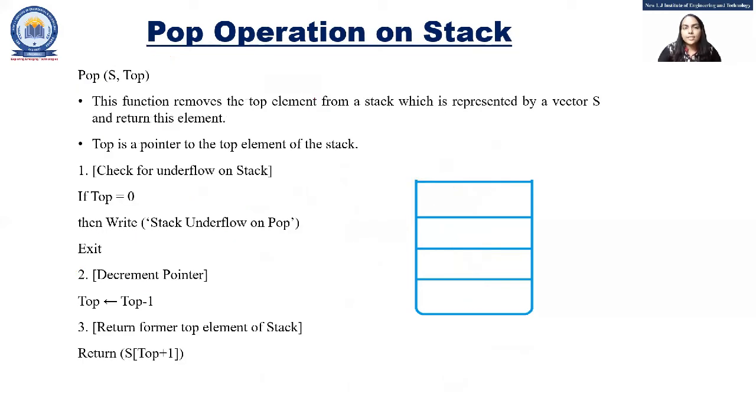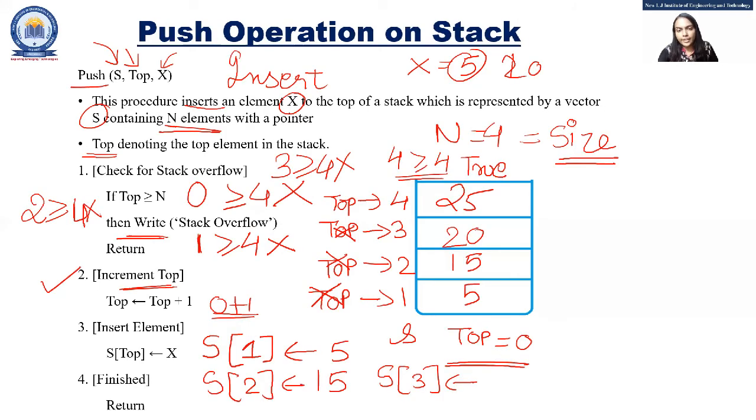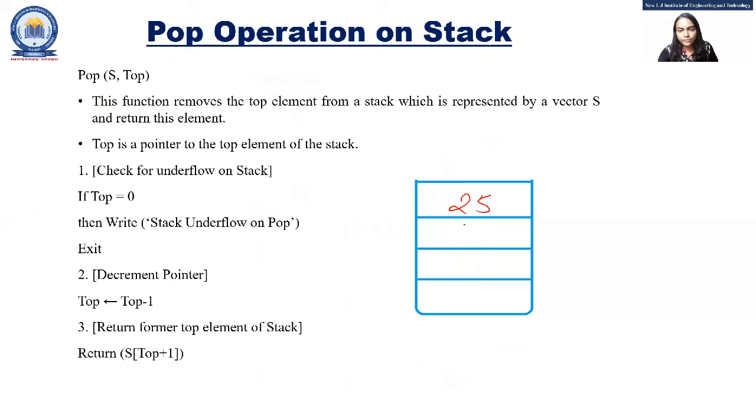Now let us see the pop operation. Students, if I copy the same content here: 25, 20, 15 and 5. This is the stack, and the current topmost position is this. What is the algorithm for pop? It takes two things, S and top. We require the top pointer and we require the stack also.